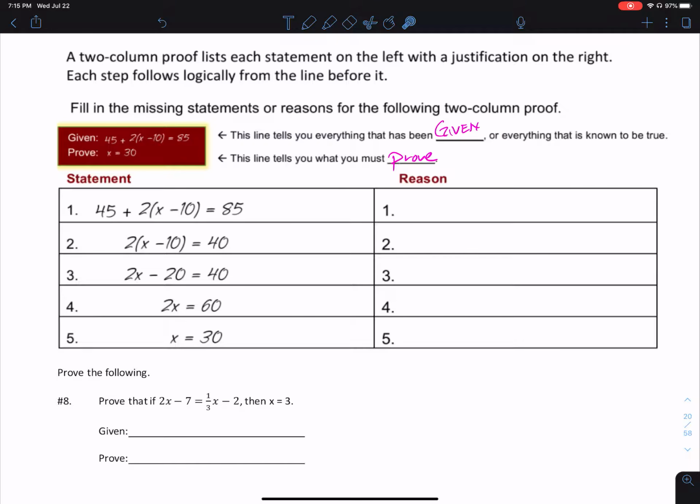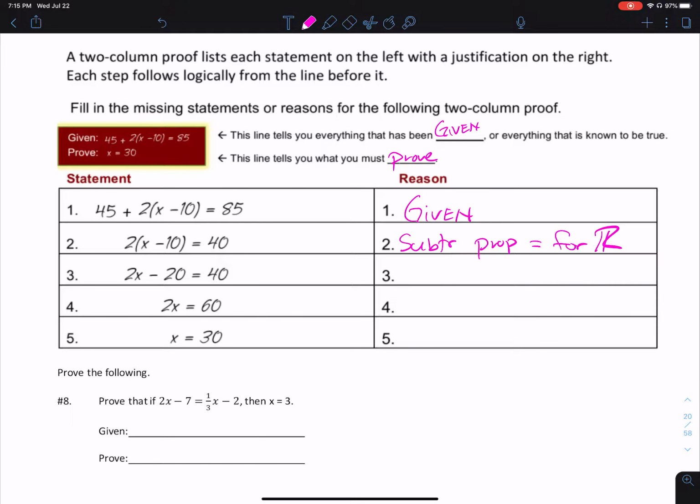So the first statement we have, that's the original statement we had here. The reason for the original statement is always the same. It was given to us. Then we're going to look from step 1 to 2. What has changed in this problem? Well, this hasn't changed. This was an 85, now it's a 40. What happened? Well, perhaps we subtracted a 45 from both sides of the equation. That would be the subtraction property of equality for real numbers. Cool.